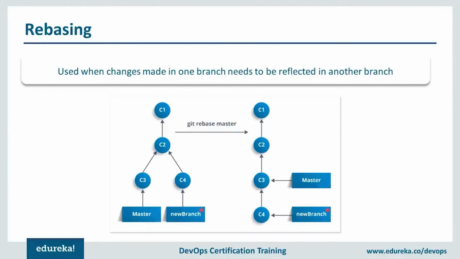Now you can ask me, why should we do that? What is the major benefit of using rebase? So basically, rebase offers you a much cleaner project history. And also, rebase is used when changes made in one branch need to be reflected in another branch. So any change that you make in any particular branch, and that change needs to be reflected in another branch, then you need rebase.